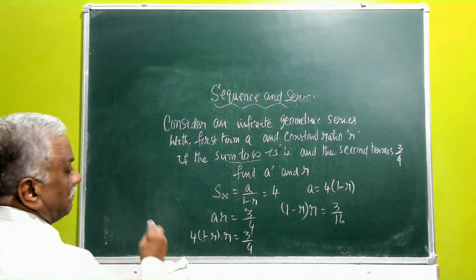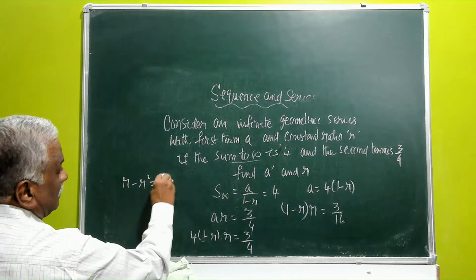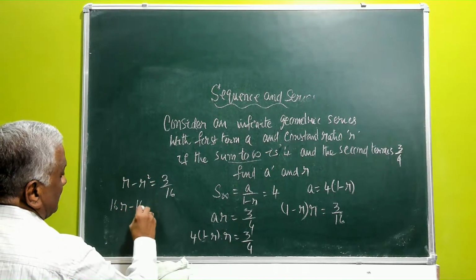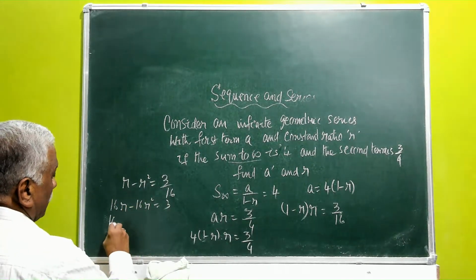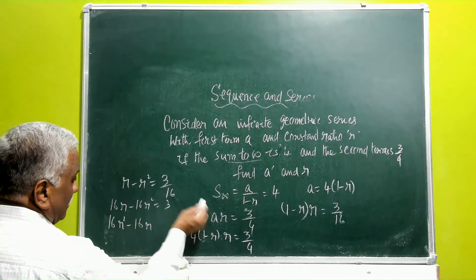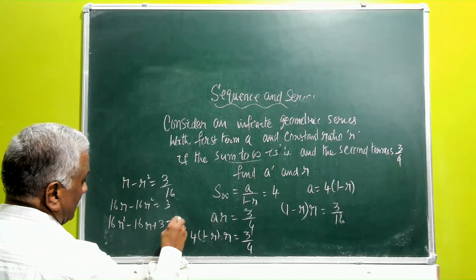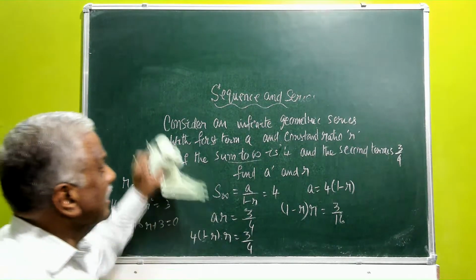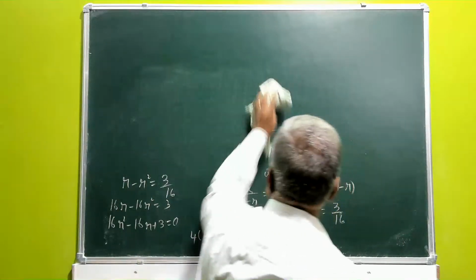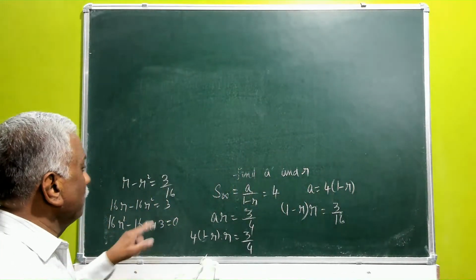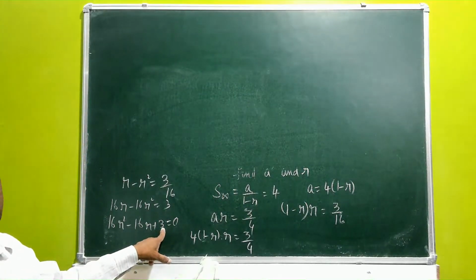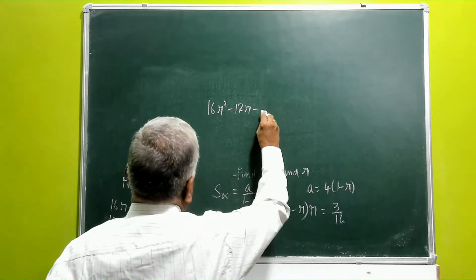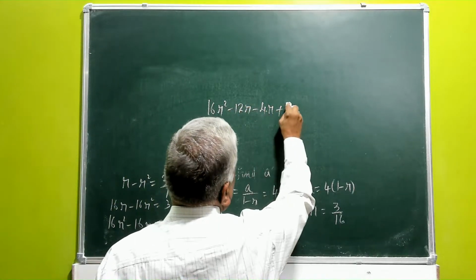So you can simplify this. R minus R square is equal to 3 by 16, or 16R minus 16R square is equal to 3. Write it properly: 16R square minus 16R plus 3 equal to 0. You are getting a quadratic equation. You have to solve this quadratic equation. How fast you solve is very important. You have 16 and 3, whose product is 48; 12 fours are 48. So you can write this as 16R square minus 12R minus 4R plus 3 equal to 0.